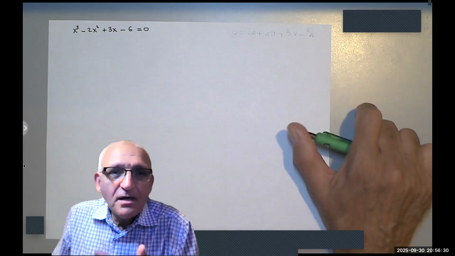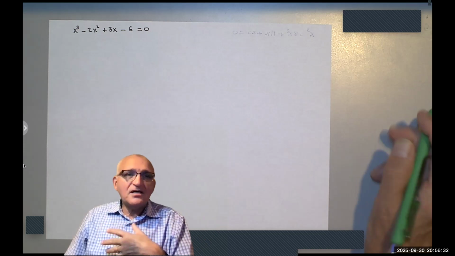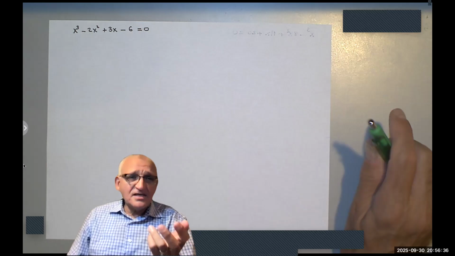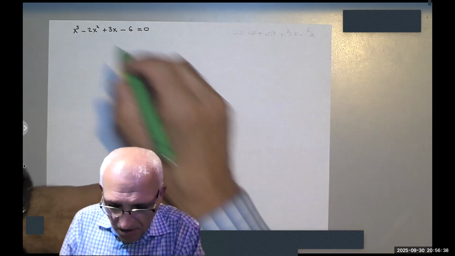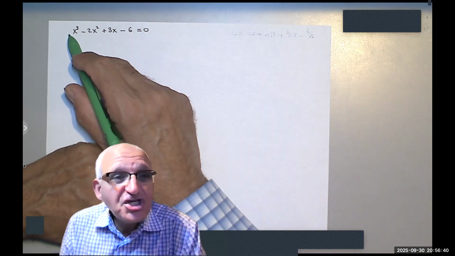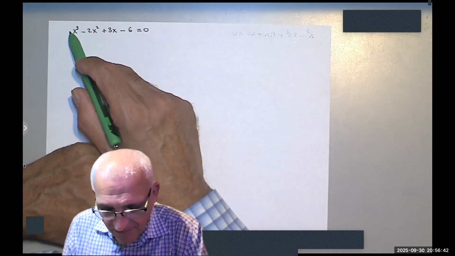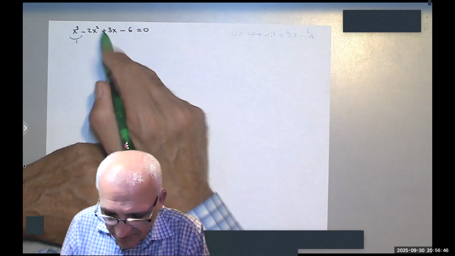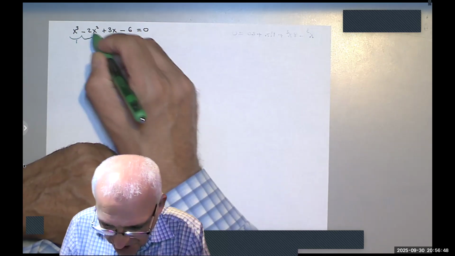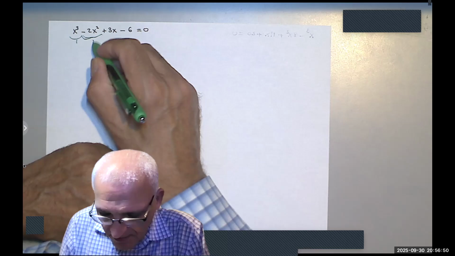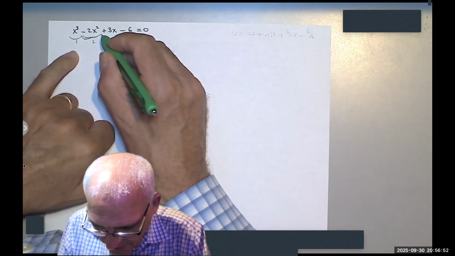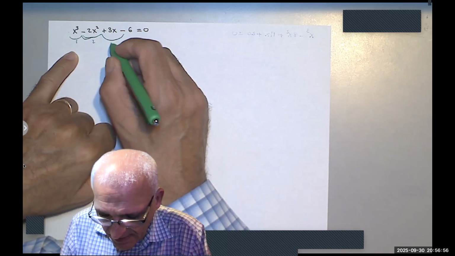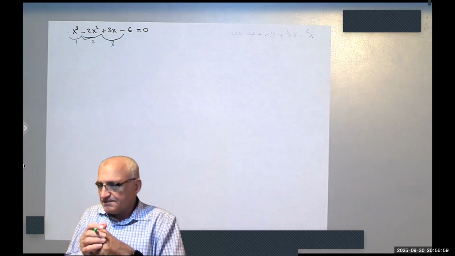Now, how many of them are positive and how many are negative? Okay, so the law of signs says, look at the change in signs. I have a positive, then negative, so that's one change. Then positive again, that's another change. Then a third change, positive, negative, right? So I have 3 changes.